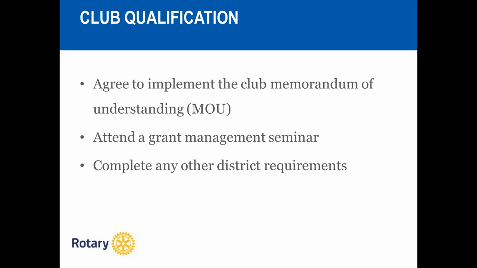So all of these requirements and the forms to be completed for qualification are on rotaryd5000.org under the Foundation tab. They have also been handed out to all of the presidents-elect, so feel free to go back to your club and encourage your president-elect to fill them out and return them to me. Each club must qualify each year to apply for either district or global grants.